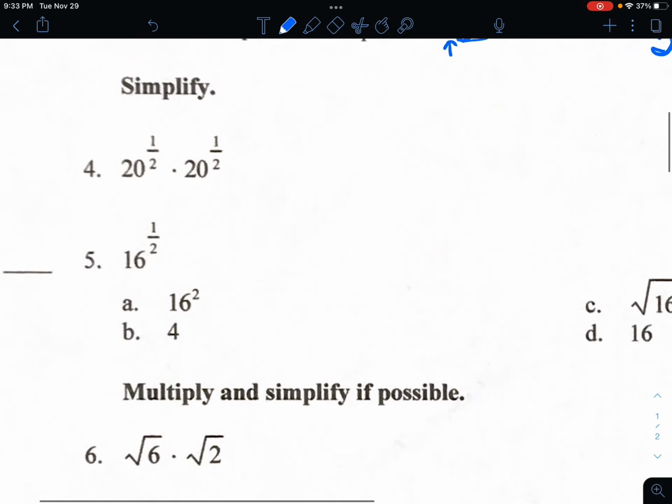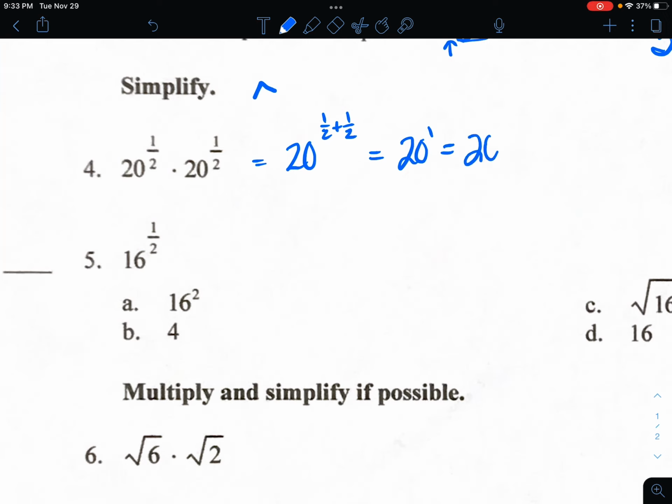All right, number 4. Honestly, we talked about how to put those exponential exponents in our calculator. Remember, you're going to use this button that looks like that, 20 to the 1/2 power times 20 to the 1/2 power. Or we can use that rule we learned yesterday, and we can add and make that 20 to the 1/2 plus 1/2, right? We can add those two together, which is just 20 to the first power, or 20. So regardless of your method, you should get 20 as the solution to number 4.